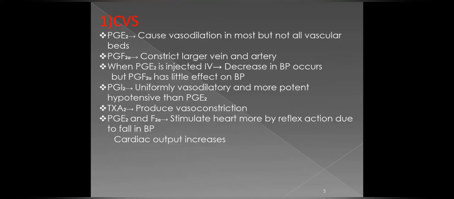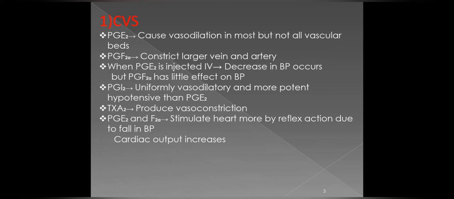Starting with their roles and actions on the CVS, prostaglandin E2, termed dinoprostone, causes vasodilatory action in most but not in all vascular beds. A vascular bed is a network of minute blood vessels, and PGE2 can cause vasodilation in most but not all. PGF2 alpha, termed carboprost, can constrict larger veins including the pulmonary vein, as well as arteries.